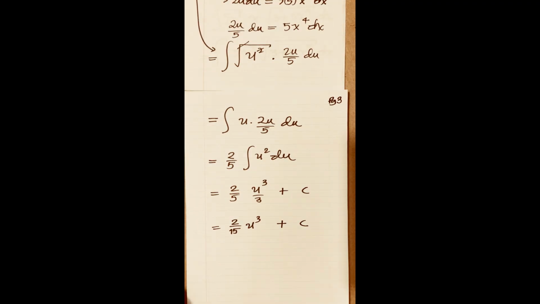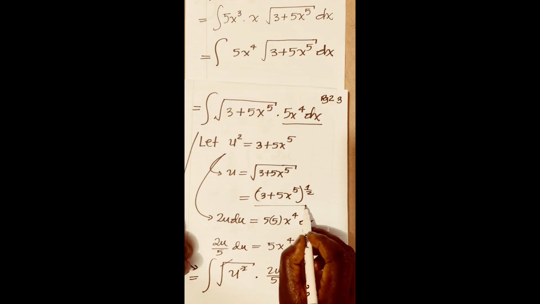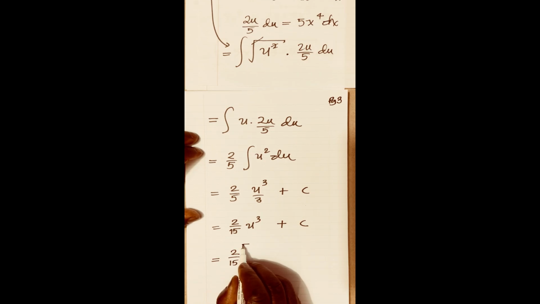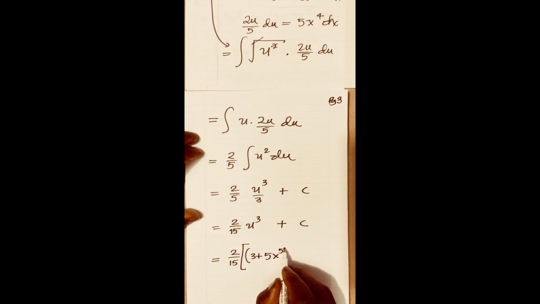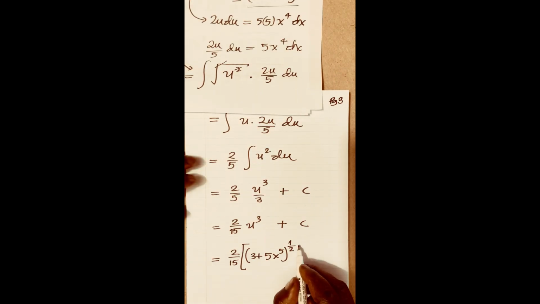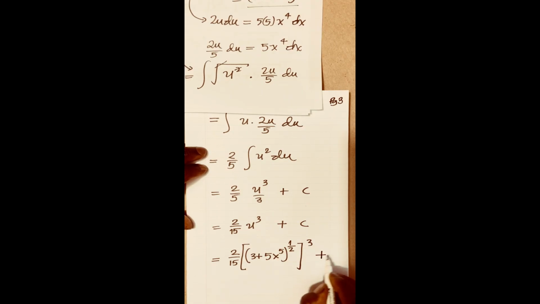But what is u? We have to revert to our original variable, which is x. If you check here, this is the expression I'm interested in. Where there's u, I must put that expression. So what we have now is 2 over 15, and if you like, let me use a square bracket here. So what I have inside there is going to be 3 plus 5x power 5, and the whole of this is to the power 1 over 2. Remember, square root is to the power half. But we have to raise the whole of this to the power 3 because you can see there's a power 3 there. And then I have to say plus c.